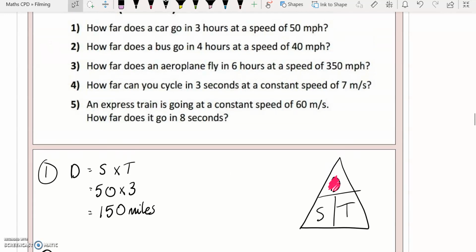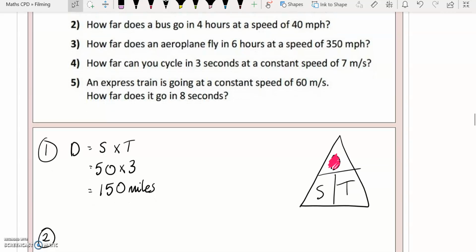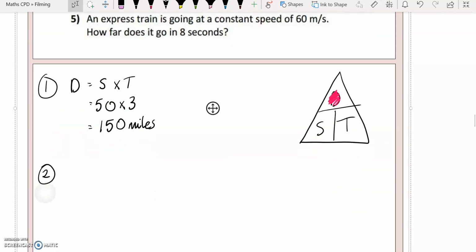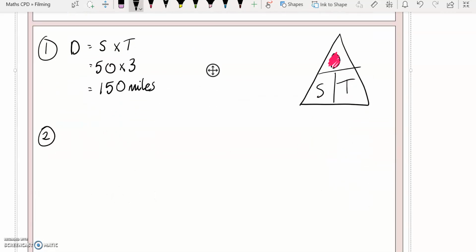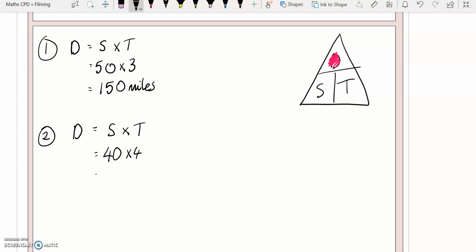Question 2. How far does a bus go in 4 hours at a speed of 40 miles per hour? Let's have a look. So we want to calculate the distance. So to calculate the distance, we do speed multiplied by time. It goes 40 miles an hour. It goes for 4 hours. And that's going to give us 160 miles.